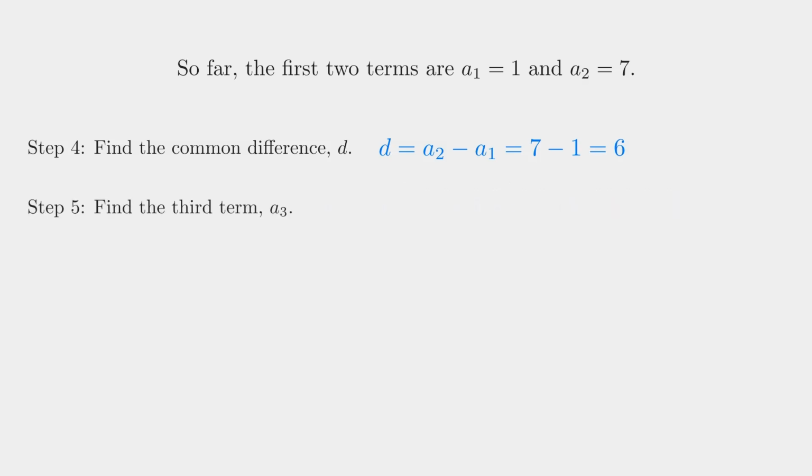To find the third term, all we have to do is to simply add the common difference to a2. So a3 is equal to a2 plus d, which is 7 plus 6 equal to 13.